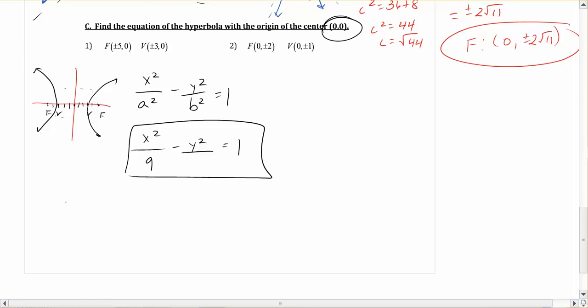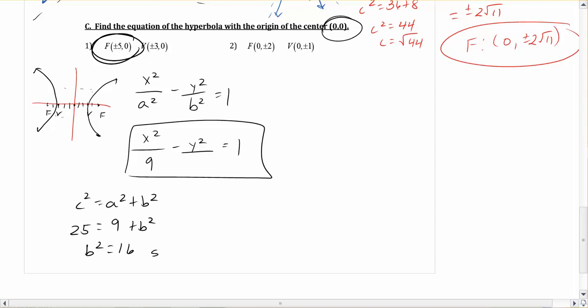So what I'm going to do is say c squared equals a squared plus b squared. Now, c is the distance from the center to the foci. Because I know my foci, I know the distance is 5, so c squared is 25. I know a squared is always the first number, the distance from the center to the vertex, so we said that was 9. This way I can determine my b squared. So b squared is equal to 25 minus 9, which is 16.